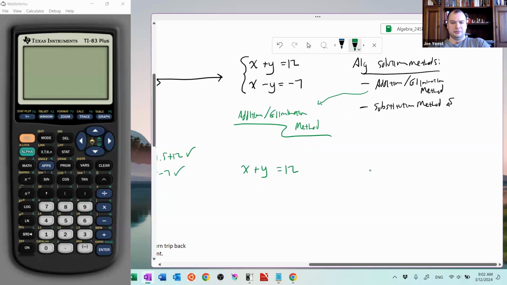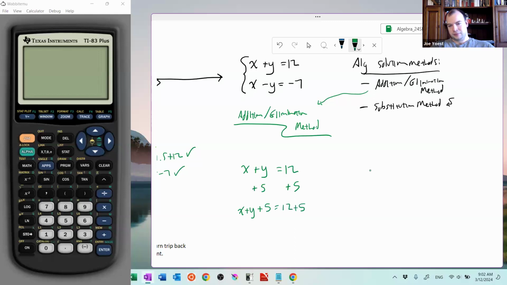I can manipulate this equation in various ways. I could say, for instance, I could choose to add 5 to both sides. Right? I could do that if I wanted to. Maybe I want to, maybe I don't. It doesn't seem like it helps all that much in this case, but I could do it. It's not invalid.